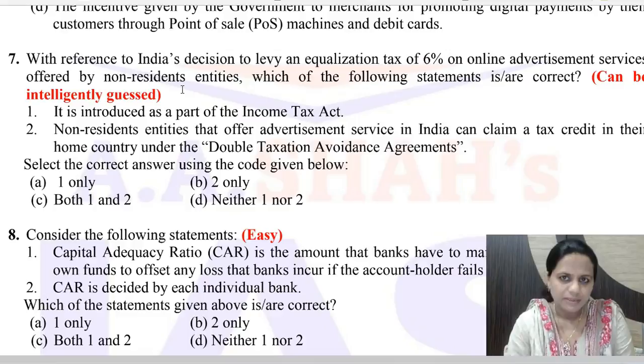So one is incorrect. Second is, non-resident entities can claim a tax credit under double taxation avoidance agreements. Here again, this is a decision to levy the tax. So this decision did not talk of this. So here the correct option is D.